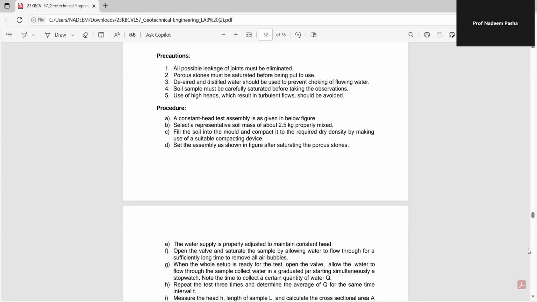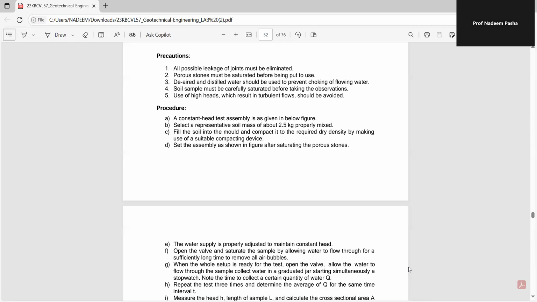Fill the soil into the mold and compact it to required density by making use of suitable compacting devices. Set the assembly as shown in the figure after saturating the porous stones. The water supply is properly adjusted to maintain the constant head. After that, you have to open the valve and saturate the sample by allowing the water to flow through for a sufficiently long time to remove all air bubbles.